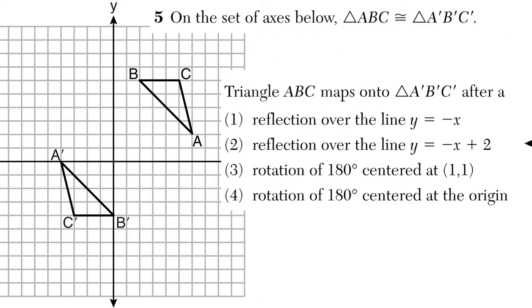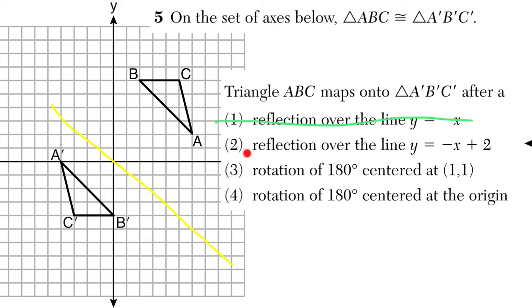Question number 5, it says on the set of axes below, we've got two triangles congruent to one another, and it says triangle ABC maps onto triangle A prime, B prime, C prime after what kind of transformation? Let's start with option number 1, a reflection over the line y equals negative x. Presumably, you spent some time doing this in algebra, and I know that if this is the case, then A prime should be approximately right here, right? And yet it's not, it's all the way over here. So we can eliminate option 1 as a possibility.